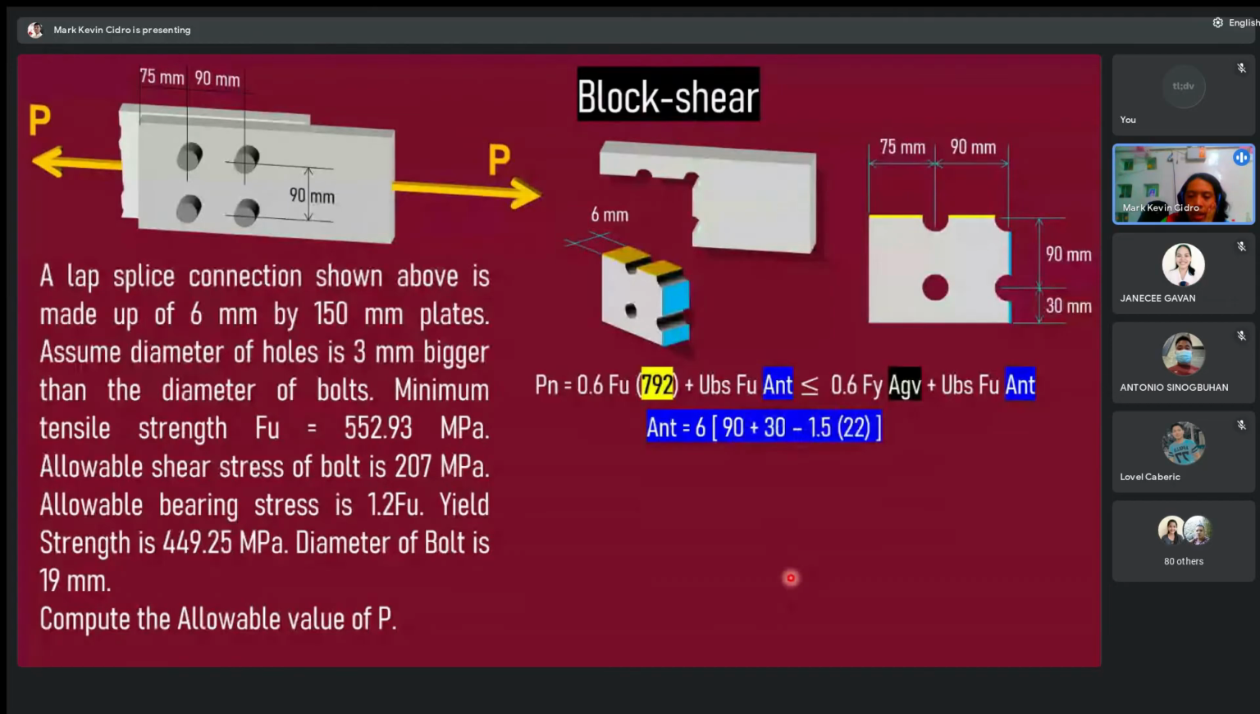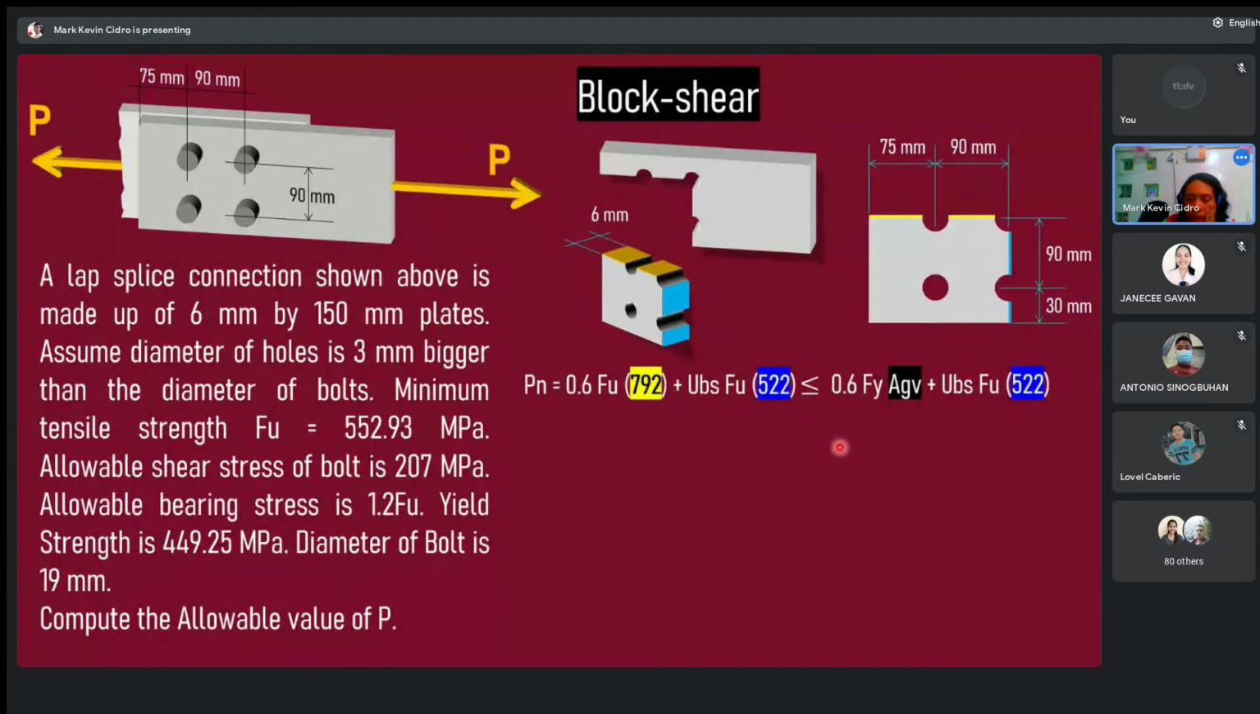Sunod naman is Ant. Ant is the area in tension, net area in tension. This one. Same, 6 mm ang thickness, multiplied by the net height, and that is 90 plus 30 minus one half hole, 22. And the result is 522.